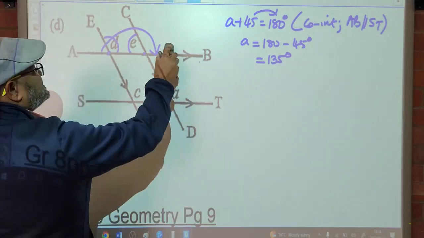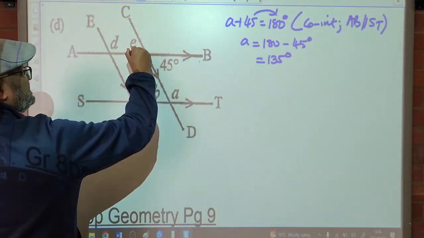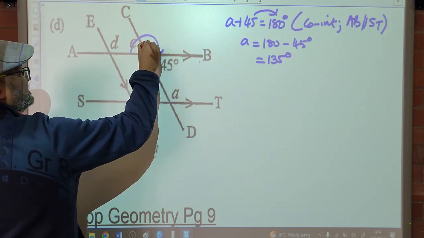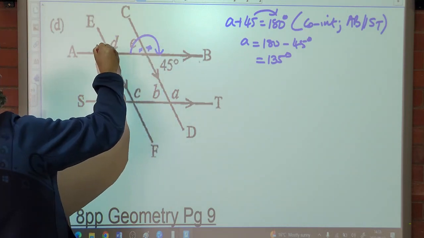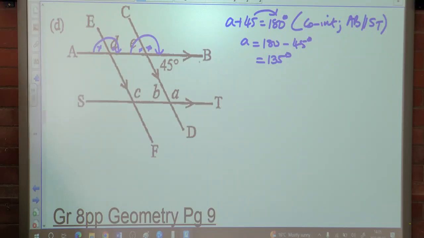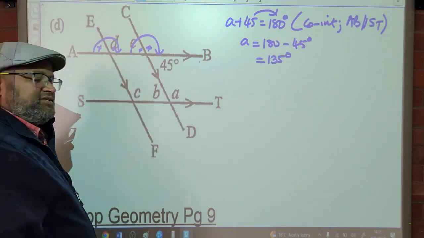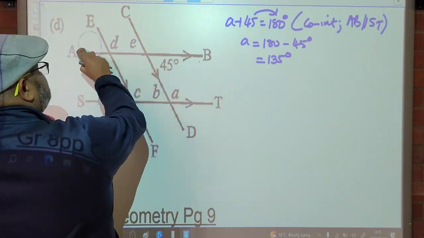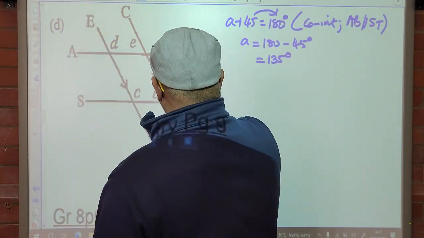So if you're going to put angles on a straight line, it is this angle plus that angle there. That angle plus that angle. Can you see? Okay, that adds up to 180. So this is 135.